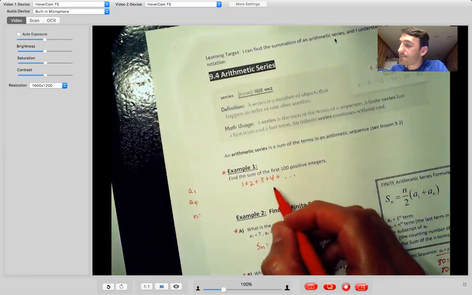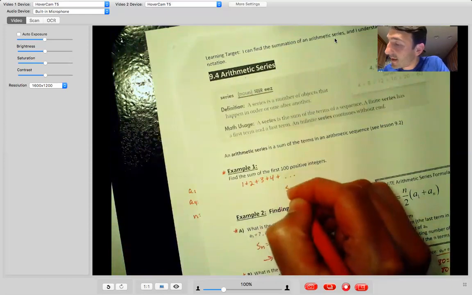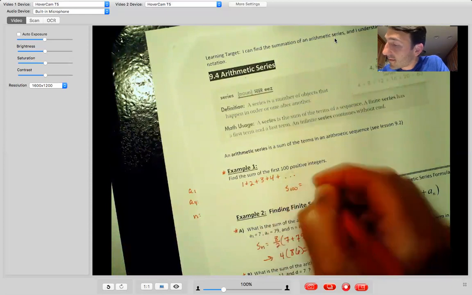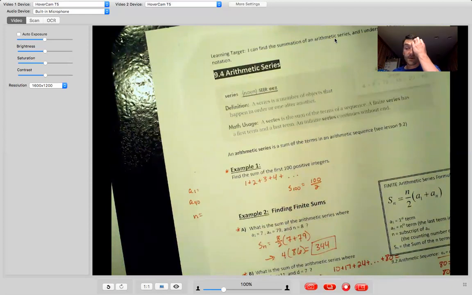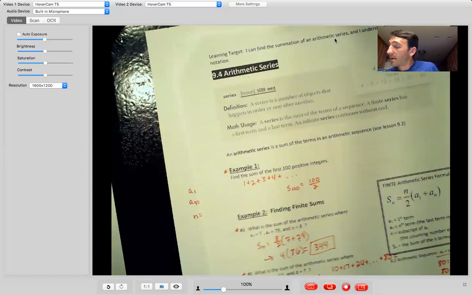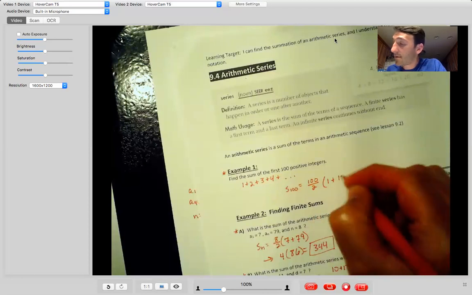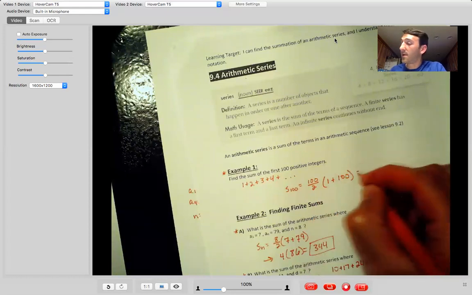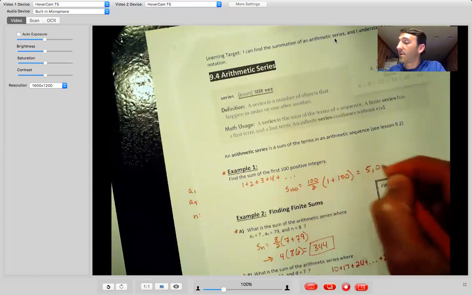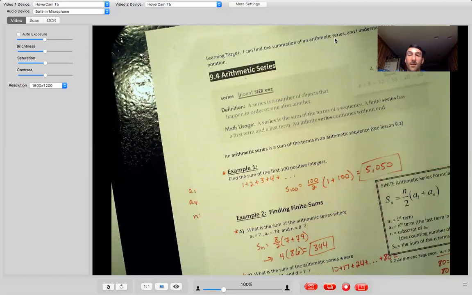So, well, let's see. So S sub n, so we want S sub 100 here. So we're going to do 100 over 2, because there's 100 terms if we count the first 100 positive integers. A sub 1 is 1. A sub n is 100. So basically we have 50 times 101. So that'd be 5050. So a lot easier than adding all those up.